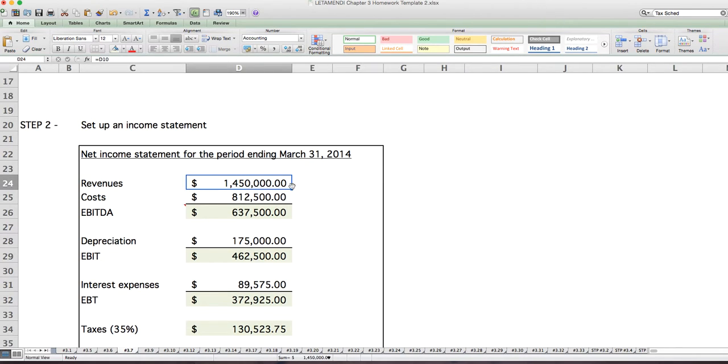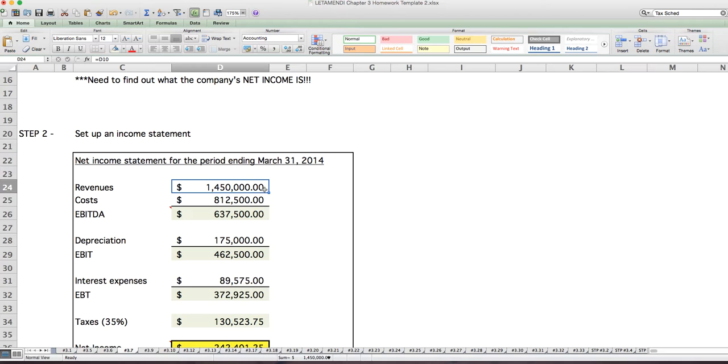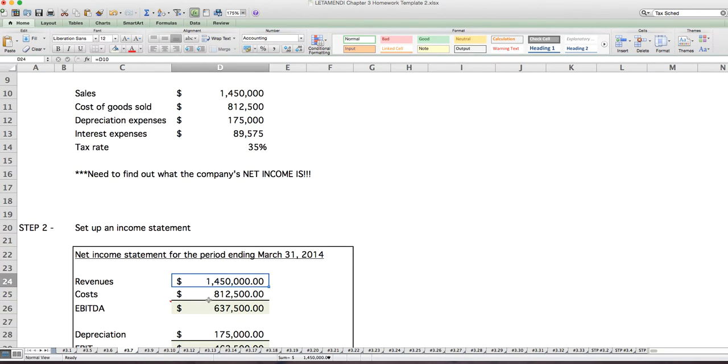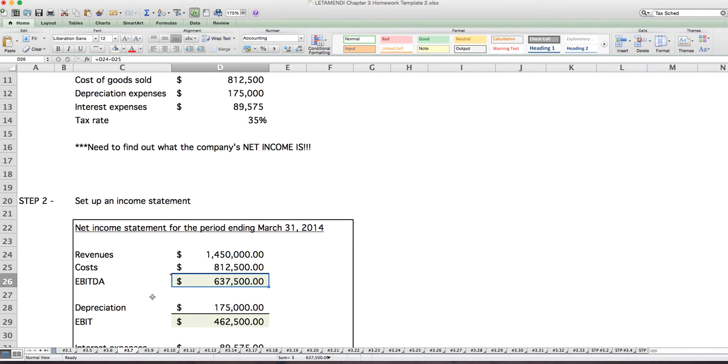So we know that revenues are 1.4, right? And that's from up here, given. And the cost of goods sold is 812,000, right? So then our EBITDA, which is basically earnings before interest, taxes, depreciation, and amortization, is 637K, right? So now we have to remove the depreciation, which is our depreciation expense of 175,000 as listed above.